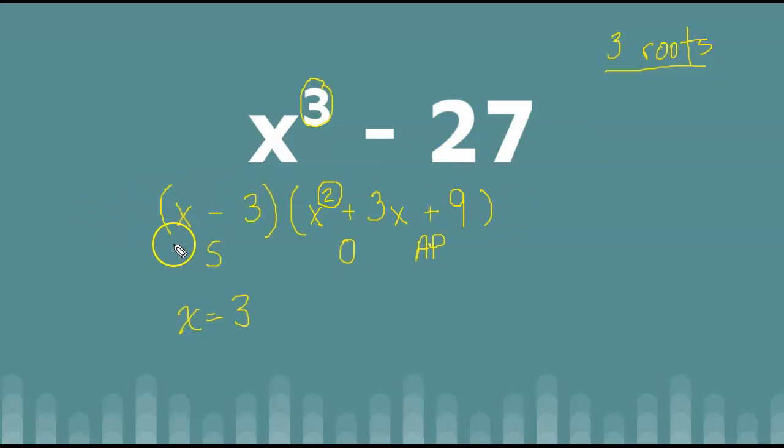In fact, it has one linear factor. This is a linear factor. Notice x is just to the first power, but this is a quadratic factor. And when we do get a quadratic factor that doesn't factor anymore, I mean, you always want to check to see if it factors. But if you get a quadratic factor that doesn't factor anymore, that means that we have some roots that are not rational.